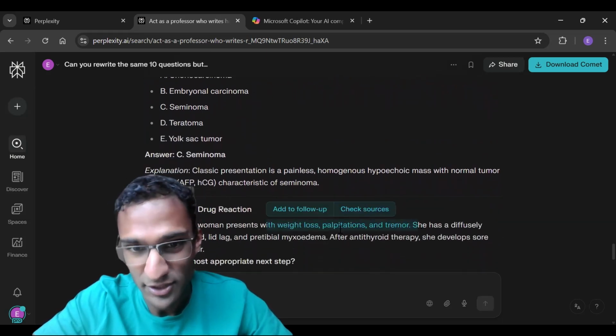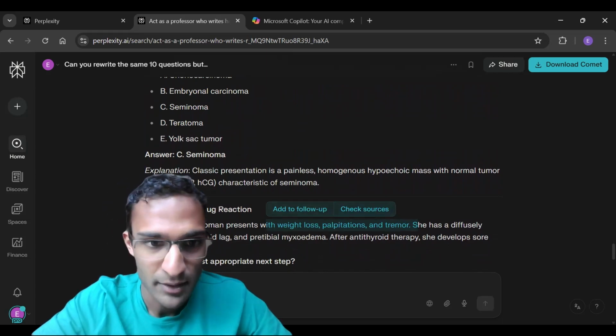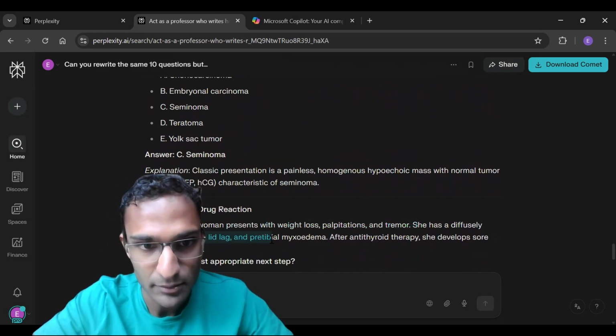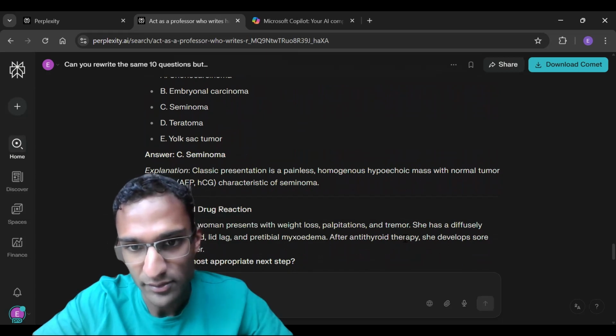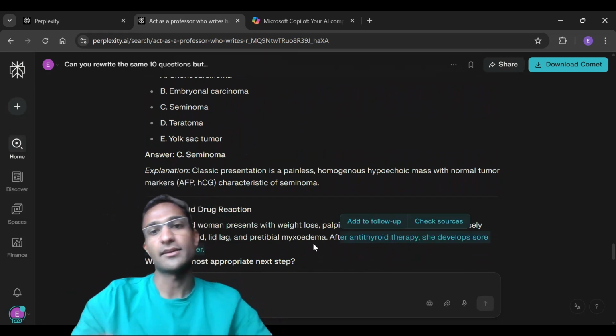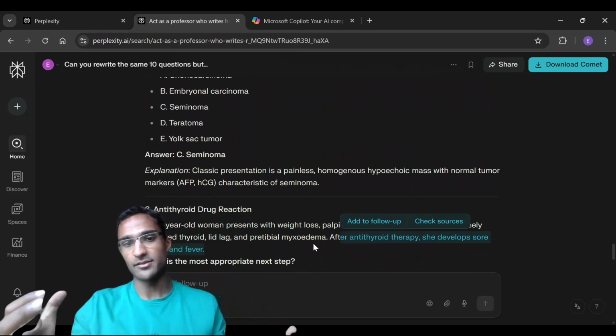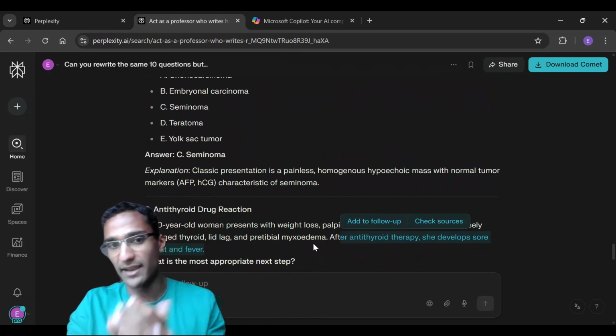Weight loss, palpitations, and tremor. So this is hyperthyroidism. Diffusely enlarged thyroid, lid lag, and myxedema. Now she has a sore throat and fever. So for each drug, you don't need to know every single side effect, right? You just need to know the main side effects.